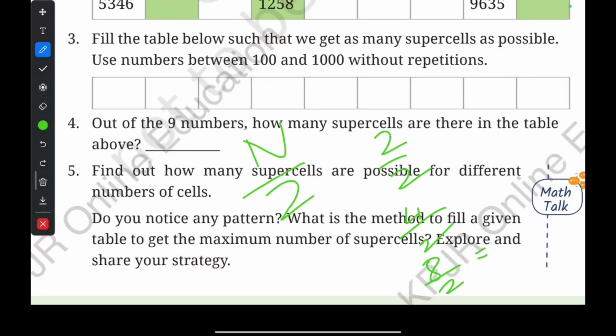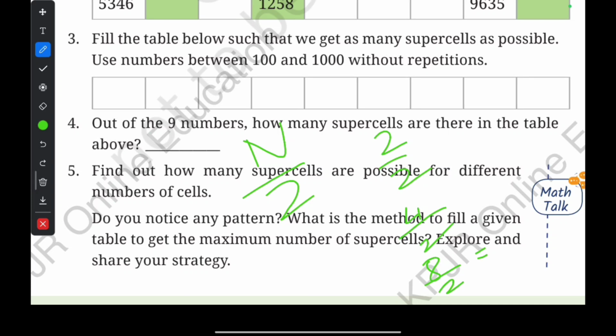They asked us to find the strategy. The method to always get the maximum number of supercells is as follows. Determine the number of high or low numbers you need. For n cells you need (n+1)/2 high numbers if n is odd. If n is even, you follow n/2. Understood? Whatever value we get will be our supercells. The remaining cells you have to fill with the lower numbers.